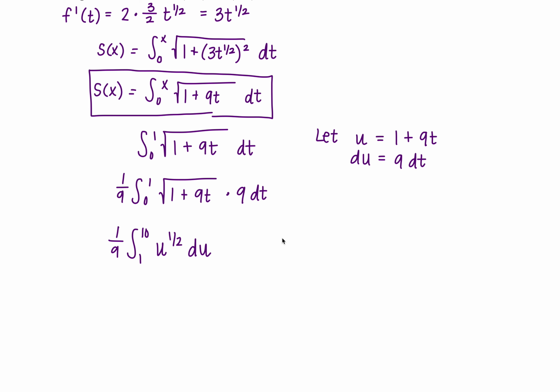So this is very easy to integrate. We're going to have 1/9 times 2/3 u to the 3/2 power. And we're going to be evaluating that from 1 to 10. So 1/9 times 2/3 is going to give me 2/27. Plugging in 10 for u, we have 10 to the 3/2 power.